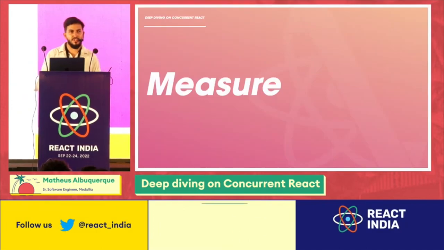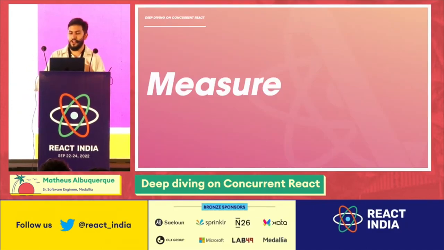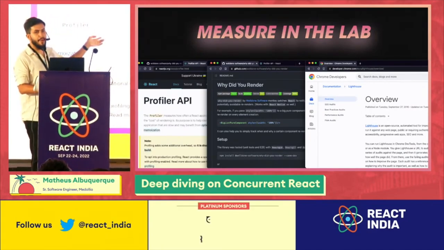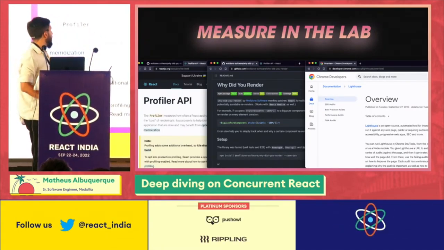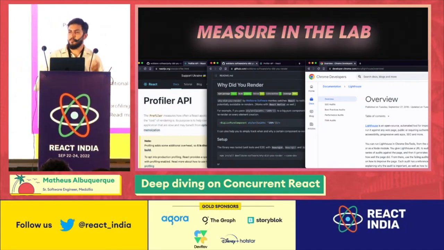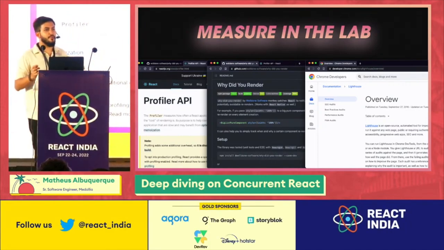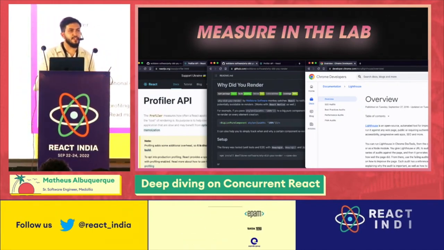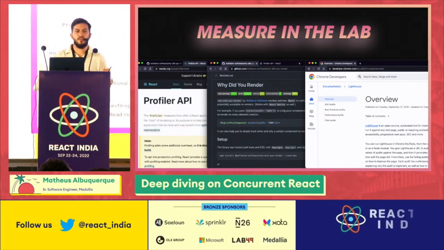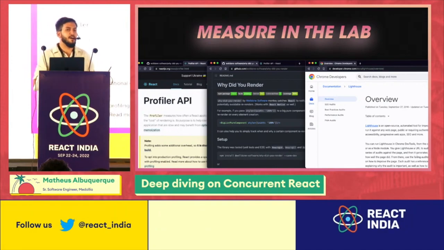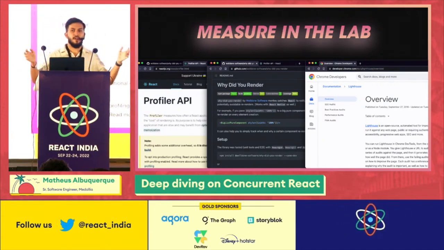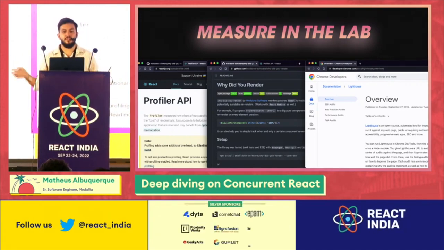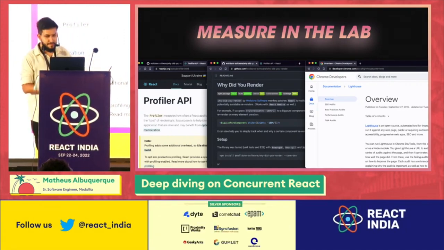It's always important to remember how important measurement is. And we have great tools to measure in the lab. We have the Profiler component, which is a pity, it's been out there for a while now and very few people are using it. We have why-did-you-render, a really interesting library that allows you to spot wasted re-renders and that you can use combined with the Profiler. And we have Lighthouse and other tools like it that allow you to check all of those metrics from Core Web Vitals.